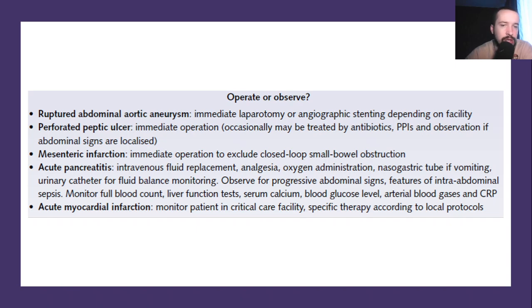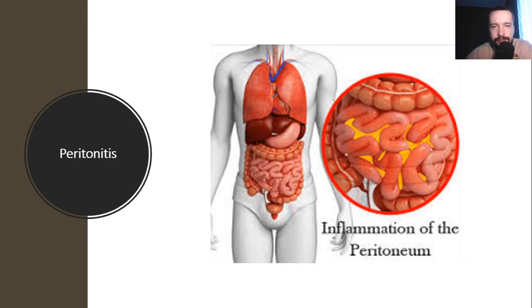Acute pancreatitis: intravenous fluid replacement, analgesia, oxygen administration, nasogastric tube if vomiting, urinary catheter for fluid balance monitoring. Observe for progressive abdominal signs, features of intra-abdominal sepsis. Monitor full blood count, liver function test, serum calcium, blood glucose level, arterial blood gases, and CRP. You see that there we don't operate. Acute myocardial infarction: monitor patient in critical care facility, specific therapy according to local protocols.